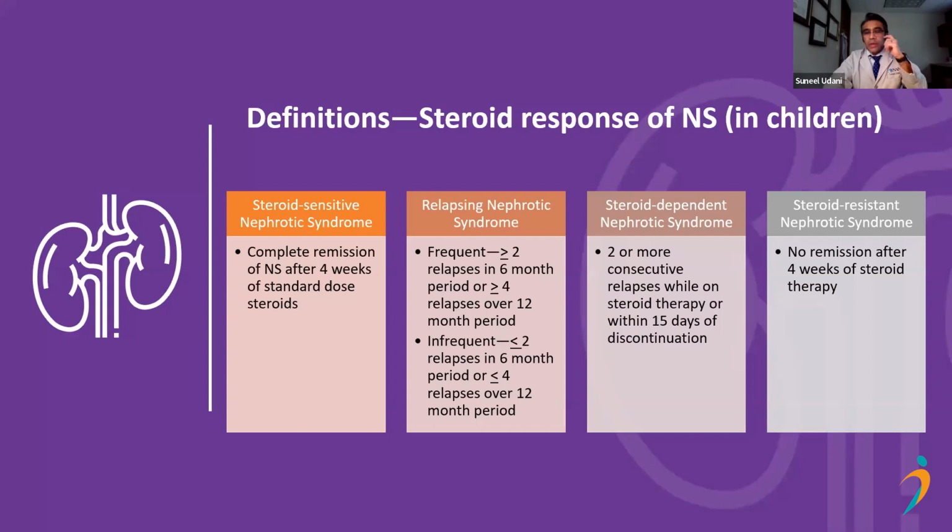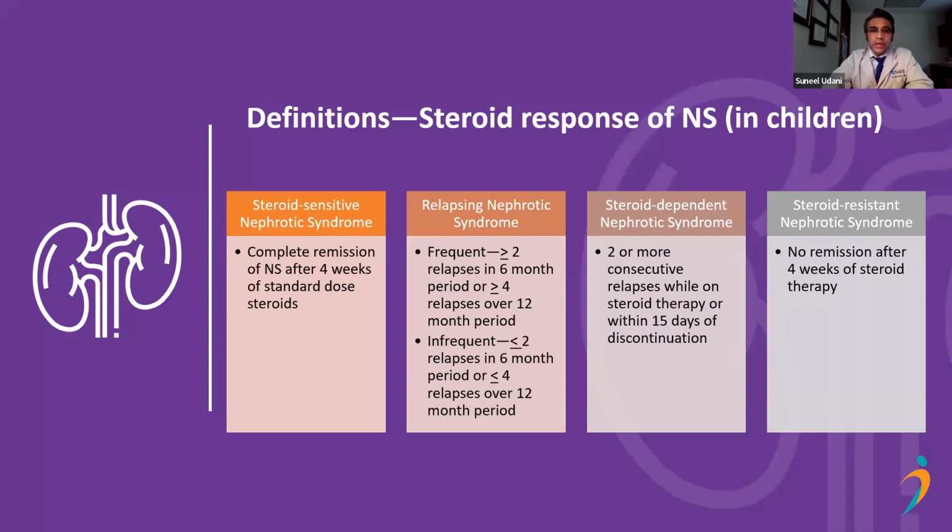You guys, again, may be familiar with these terms. Steroid-sensitive nephrotic syndrome really refers to someone who has complete remission of nephrotic syndrome after 4 weeks of standard dose steroids. Relapsing nephrotic syndrome or steroid dependent, depending on how many relapses or how much steroid people are on while they relapse. And then steroid resistant nephrotic syndrome, where there's no response at all.